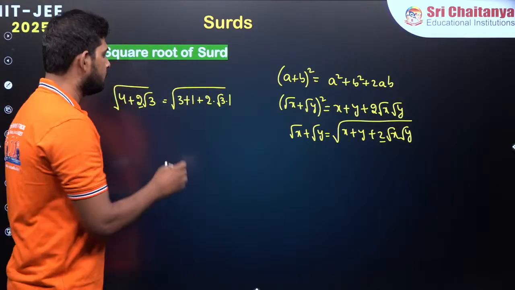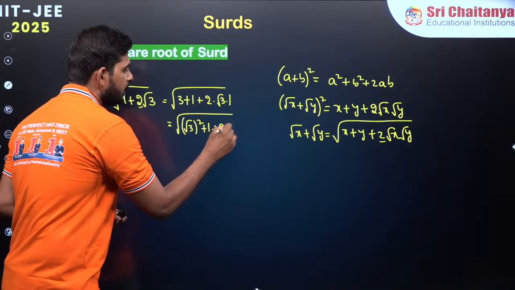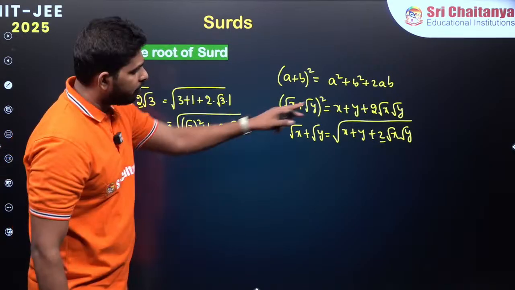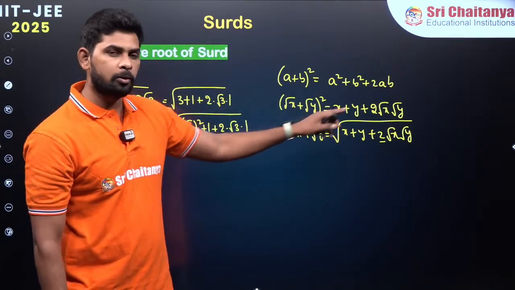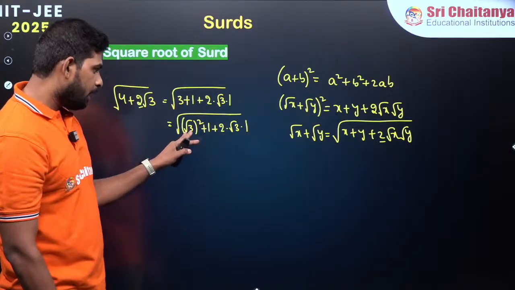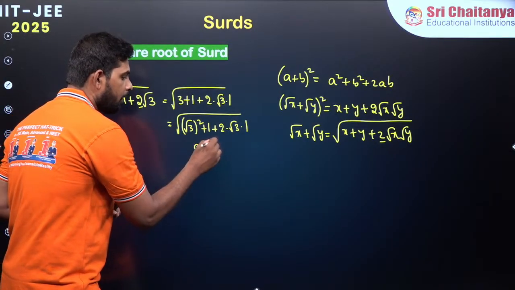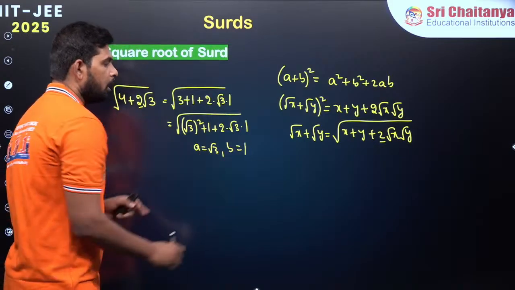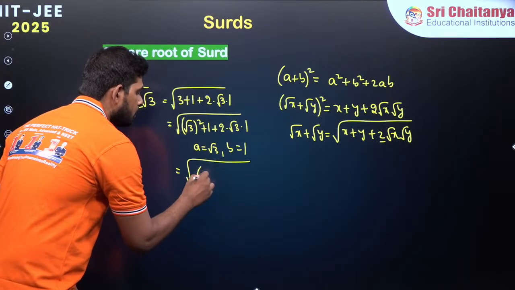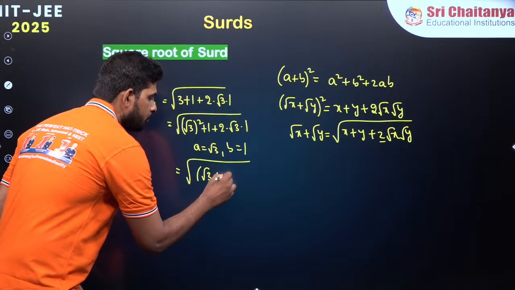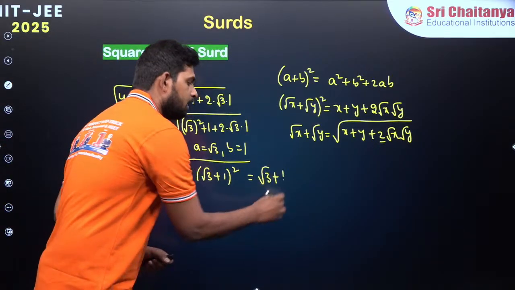So you are going to get square root of root 3 whole square plus 1 plus 2 into root 3 into 1. Isn't it the form of a square plus b square plus 2ab, or x plus y plus 2 into root x into root y? The same thing is here. So you can take in the place of a, we are having root 3, and in the place of b, we are having 1. Now you can write a plus b whole square form, right? So that is equal to square root of root 3 plus 1 whole square. Square root and square are getting cancelled. We are left with root 3 plus 1. This is a simple example.